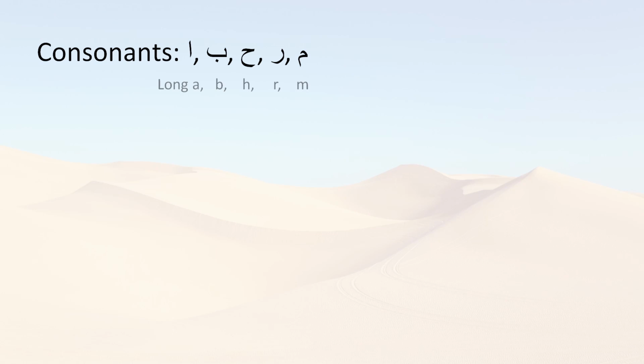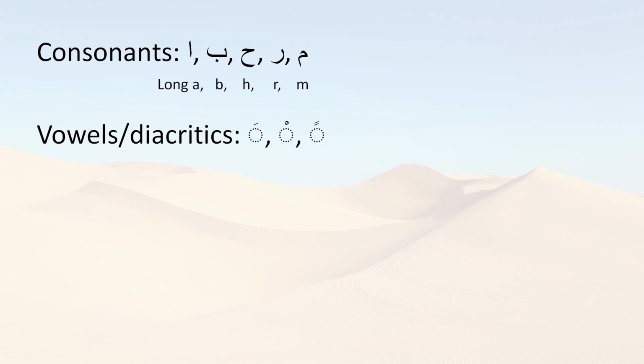Here we have a long A, a B, a H, an R, and an M, written from right to left, of course. Then the vowels / diacritics, a short A. This shows that there is no vowel, and this shows that there is an N at the end of the word.